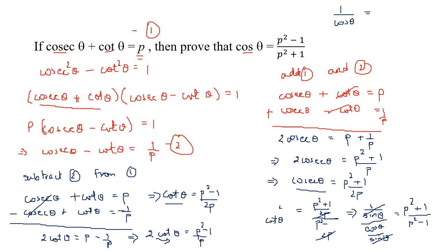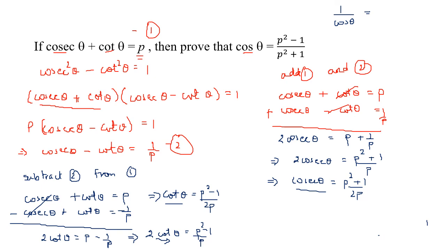I'll just rub it from here because there is a slight mistake, not a mistake actually, but I took it differently. So you must have got it by now what you should be taking. Instead of taking cosec theta by cot theta, take cot theta by cosec theta. Sometimes we have to improvise like this. This time we'll take cot theta upon cosec theta. So cot theta is p square minus 1 upon 2p, cosec theta is p square plus 1 upon 2p.